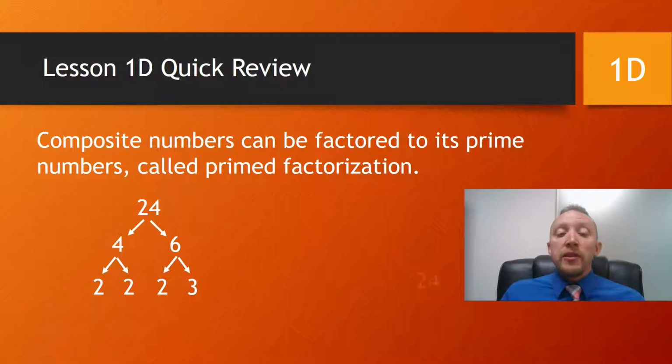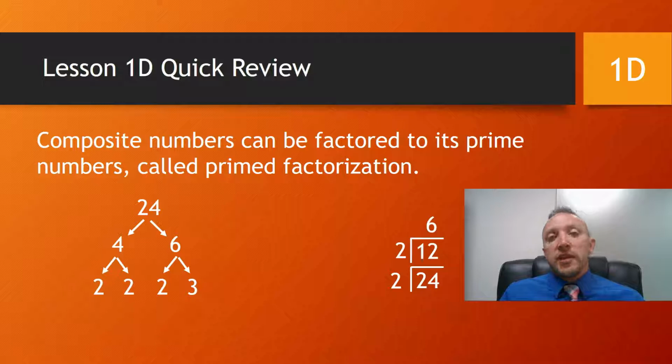Now there's another method that we could use, and that's using dividing. So we could set up that little dividing box. We know that 2 goes into 24 12 times. Now we're not dividing this completely. We're doing this a little bit differently. So 2 goes into 24 12 times. And now 12 is not prime, so I'm going to keep going. Now what number goes into 12? 2 goes into 12 6 times.